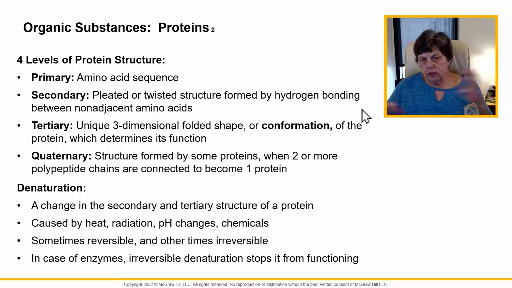Now, because of this structure, it's very easy to denature a protein. This is when we change that structure of that protein. We can heat it up. We can use radiation. We can change the pH. Sometimes it's reversible, sometimes it's not. So a good example would be the difference of, for example, milk and a white of an egg. Both of those are made up of proteins.